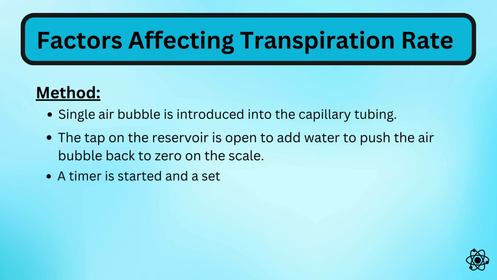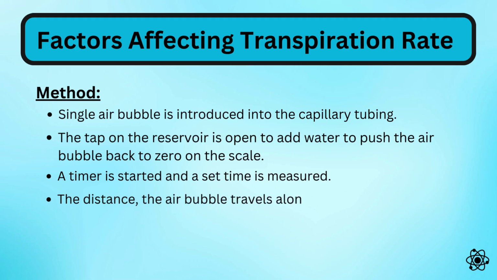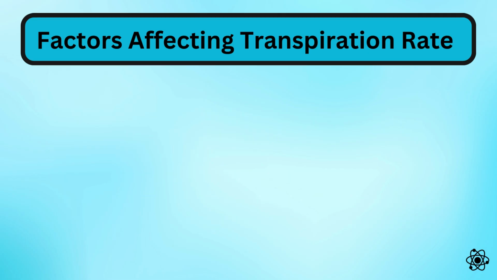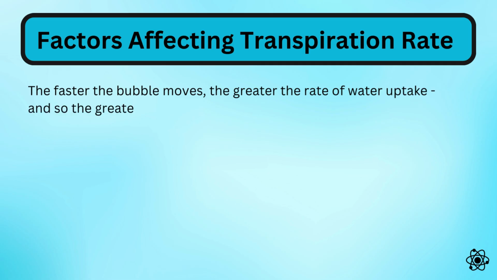A timer is started and a set time is measured. The distance the air bubble travels along the scale is recorded. So, record the starting location as well as the end location. The experiment can be repeated with different environmental conditions. So, we have to change the wind speed or temperature to see how it affects the transpiration rate. The faster the bubble moves, the greater the rate of water uptake, and so the greater the rate of transpiration.